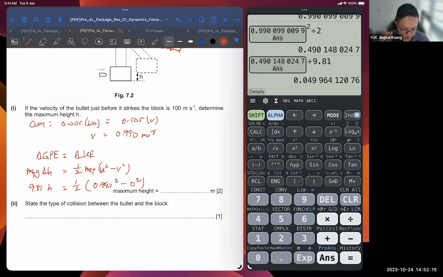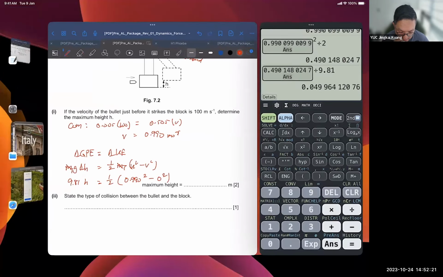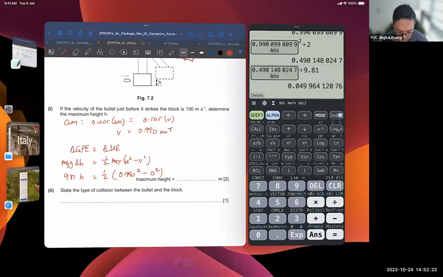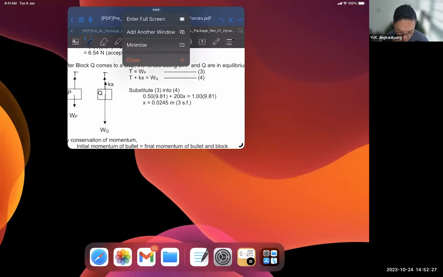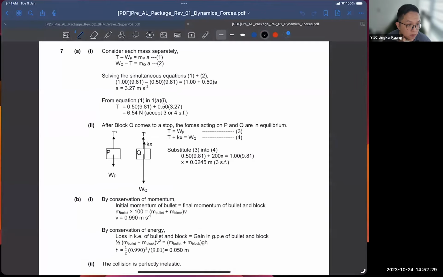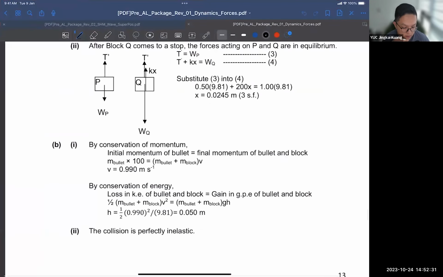0.049. I don't know whether it's right. Right? Let's maximize this guy. 0.049. Yeah, the height. Okay. Look okay.